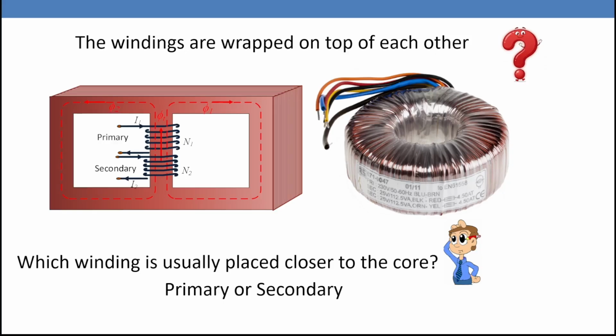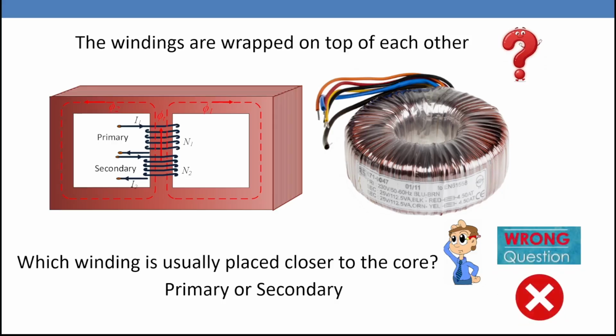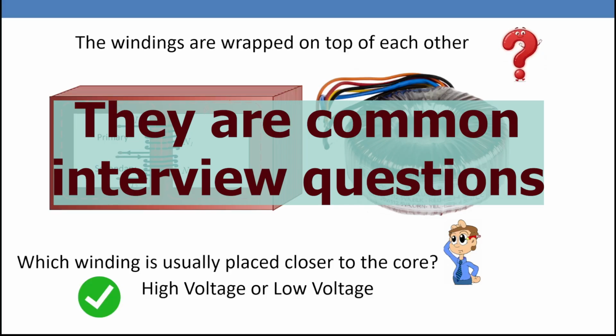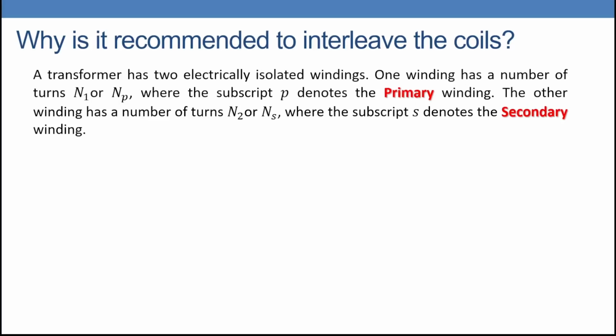Let us think about this question. If this question is correct, then this question is wrong. Which winding is usually placed closer to the core, the high voltage or low voltage, not the primary or secondary? Because the primary could be high voltage or low voltage and vice versa. So we need to answer these two questions. The first question: why is it recommended to interleave the coils?